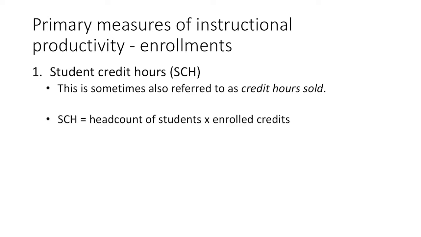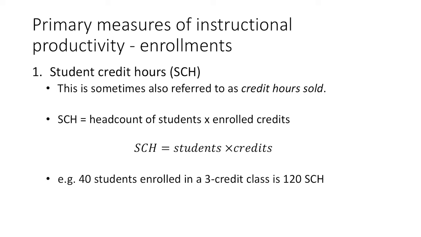To get student credit hours, there's a very simple formula, and that is you take the head count of students in a class, and this is always a measure of class by class or course by course. So you take the head count of students in a class times the credits for that class. So student credit hours equals the number of students times the credit hours for the class. And an example is pretty straightforward. If you have 40 students enrolled in a 3-credit class, you've got 40 times 3 student credit hours, or 120 student credit hours.